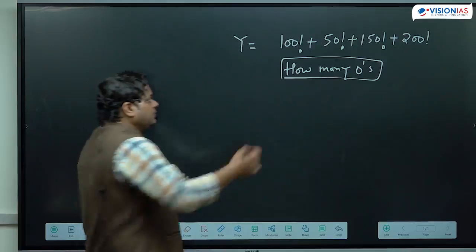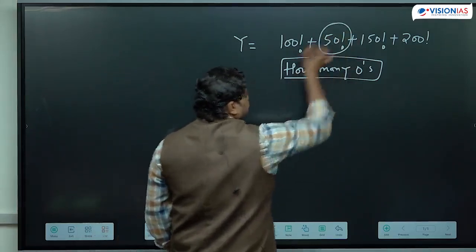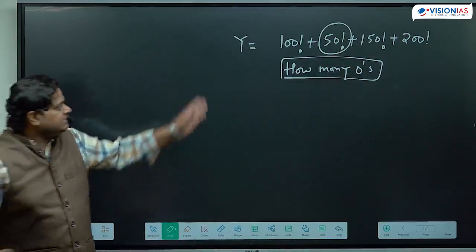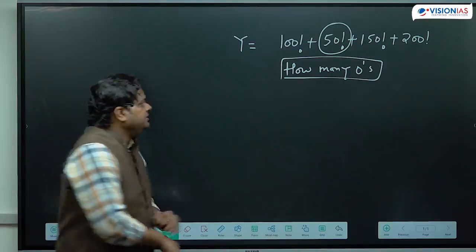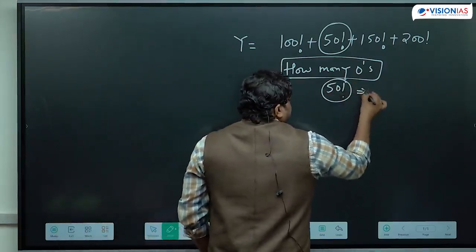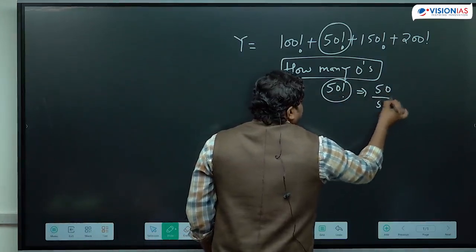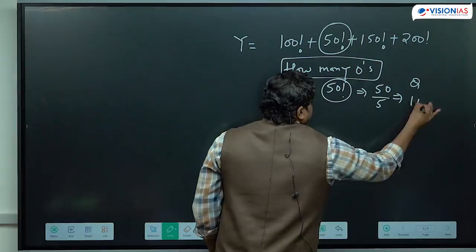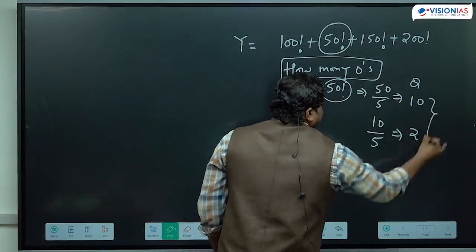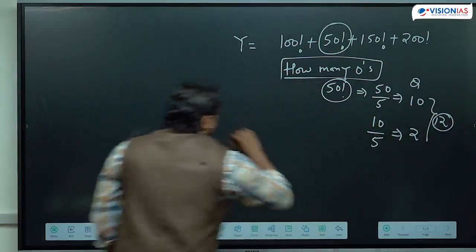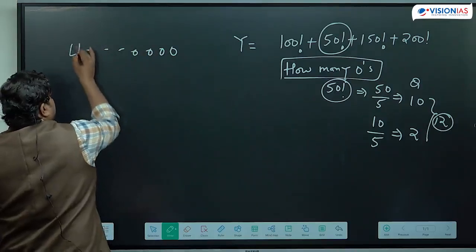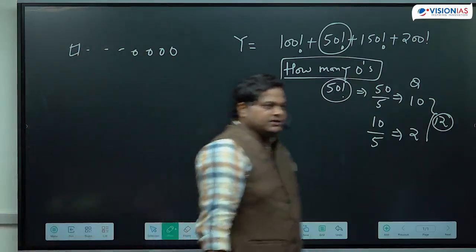So we'll look for which term? 50 factorial will have the least number of zeros as compared to other terms. How many zeros are there in this 50 factorial? We can divide 50 by 5, the quotient is coming 10. We can again divide 10 by 5, the quotient is 2. Total 12. So now it will have 12 zeros. After that we can have one non-zero digit.